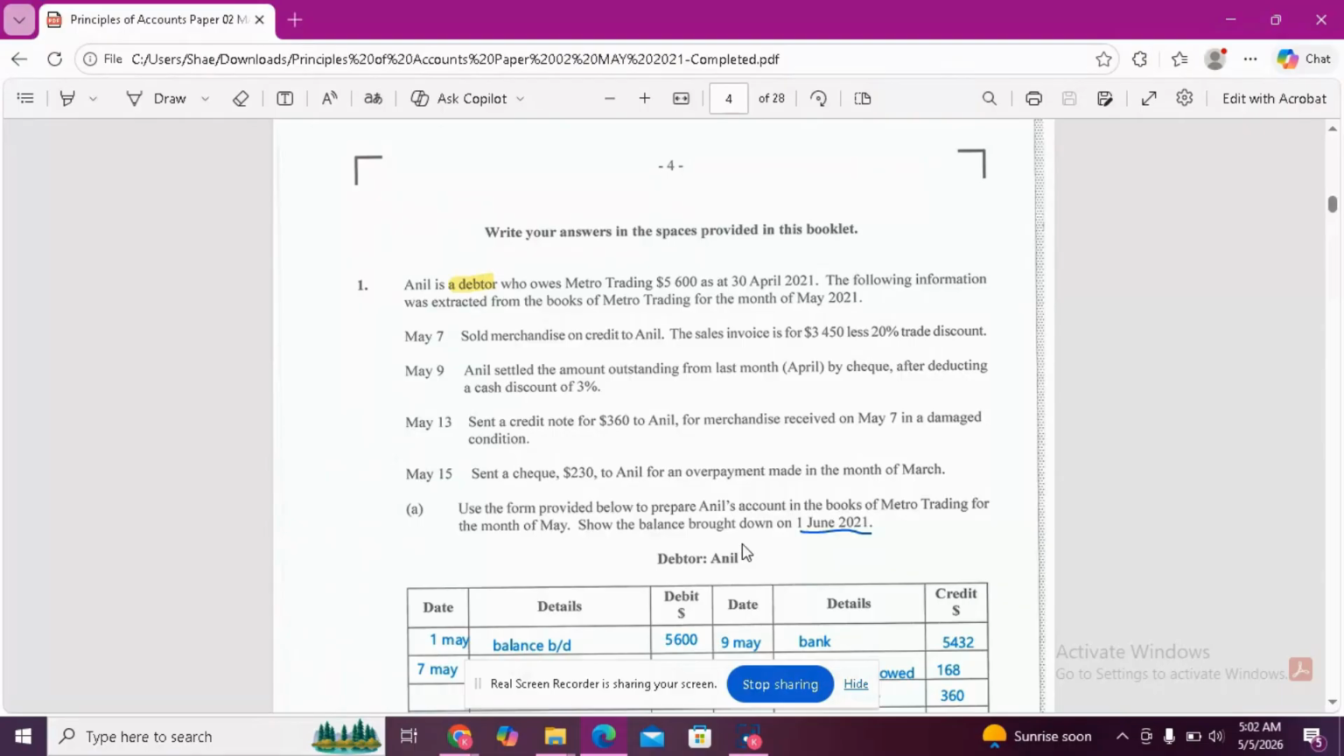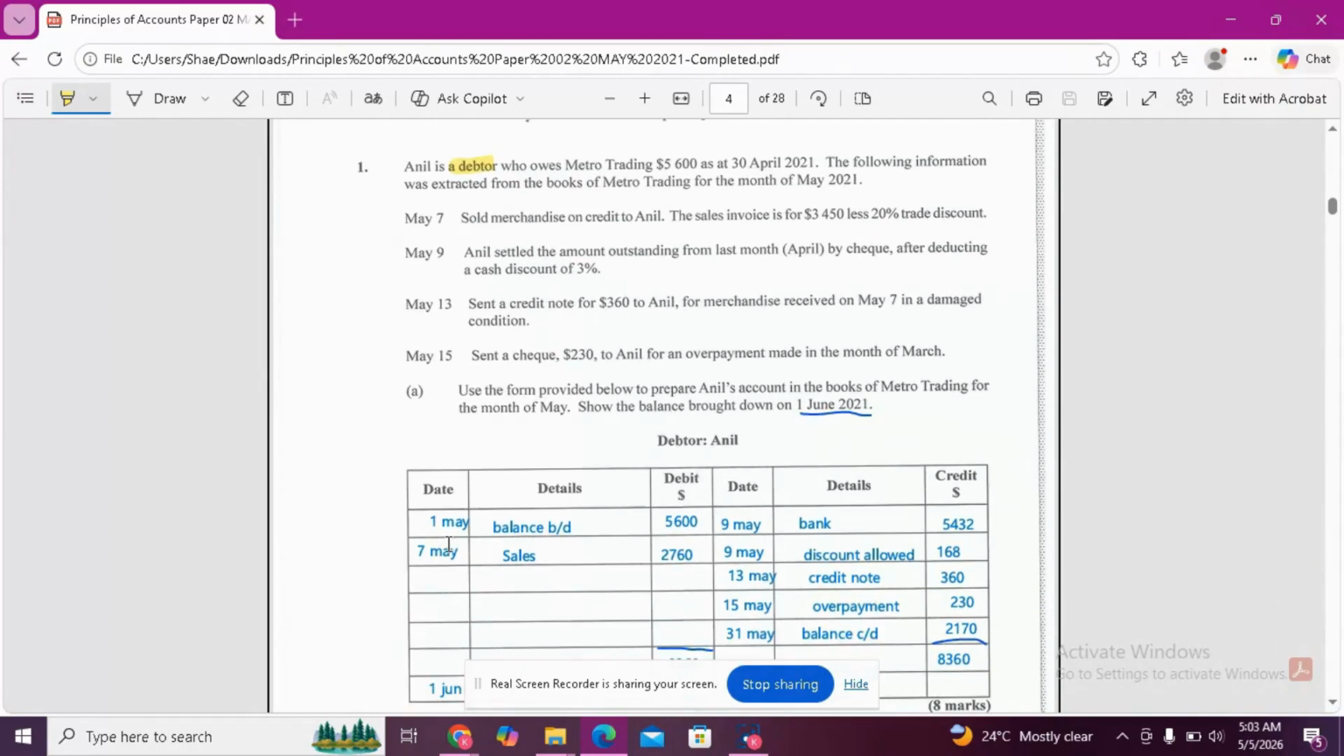The sales invoice is $3,450 less 20% trade discount. However, I also want you to take note of the fact that in the introduction, they said that Anil owes the business $5,600. Now remember, anytime a debtor owes a business money, that means that the debtor's account would have had a balance. And therefore, at the start of the month, we need to show that there's a balance of 5,600. At the end of the month, they had the balance of 5,600 for April, so we're starting May with 5,600 balance. So here I have the 1st of May balance brought down 5,600.